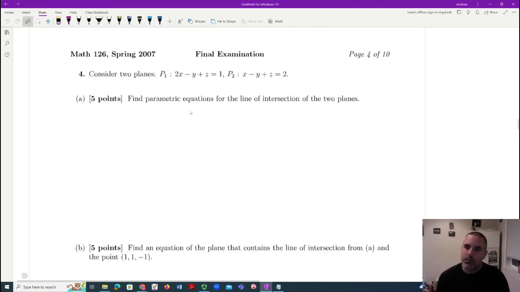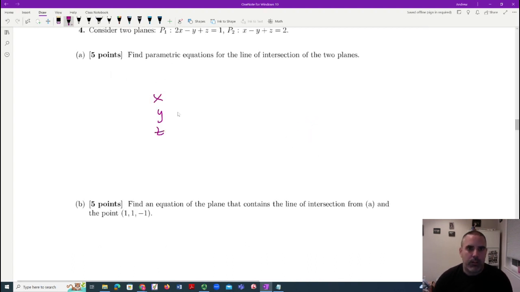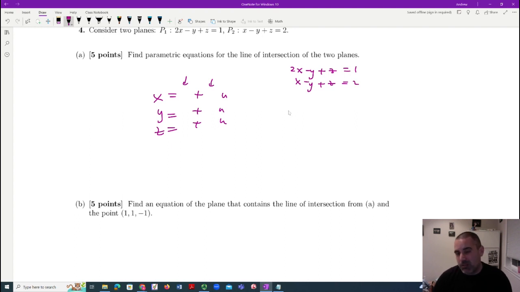Okay, find parametric equations for the line of intersection of the two planes. We're trying to find the equation of a line. The strategy is we need to find a point and a direction. If you're finding the intersection of two planes, my strategy was to find 2 points. Now this is kind of an interesting example, I think, because if you subtract the two equations side by side, the y and z cancel, which sometimes throws people off.